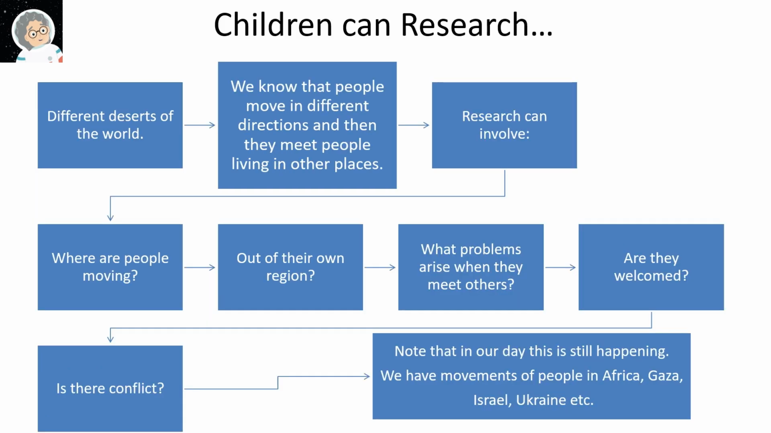After the lesson, children can research different deserts of the world. We know that people move in different directions and then they meet people living in other places. Research can involve: where are people moving? Out of their own region? What problems arise when they meet others? Are they welcomed? Is there conflict? Note that in our day, this is still happening. We have movements of people in Africa, Gaza, Israel, Ukraine, etc.